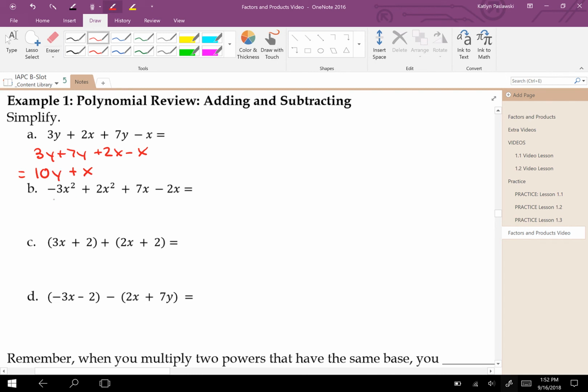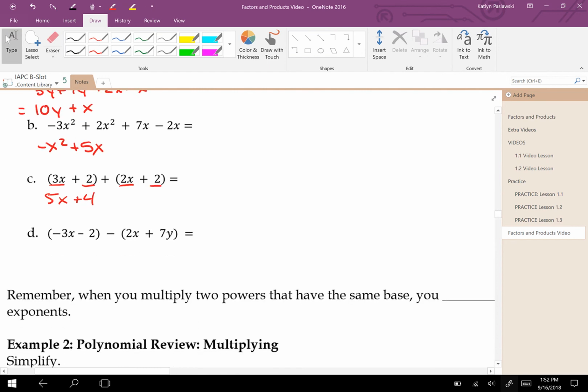Now we can combine the first two terms, so -3 plus 2 is -x squared, and 7x minus 2x would give us positive 5x. We are still adding our like terms, so with the terms that we have that are the same, we have 3x and 2x, that would give us 5x, and 2 plus 2 would give us positive 4.